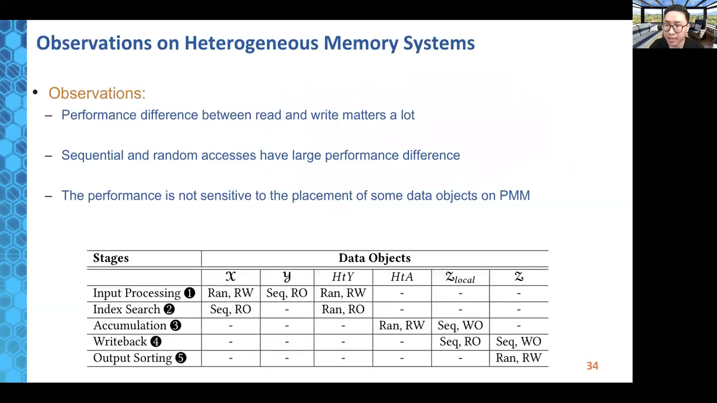We analyzed the memory access patterns associated with data objects in 5 stages and conclude the following important observations. First, read and write can achieve significant performance difference. Second, sequential and random access have large performance difference. Third, data objects with specific memory access patterns are not sensitive to DRAM or PIM. Based on our observations, we introduced the following designs.